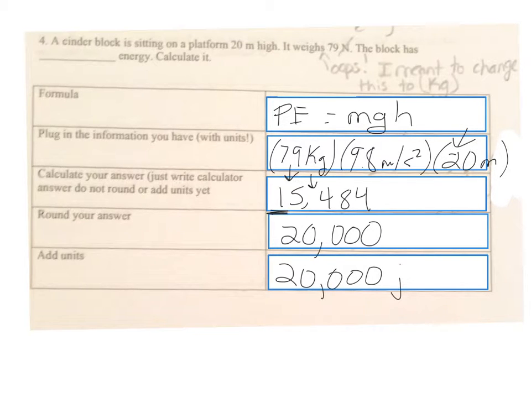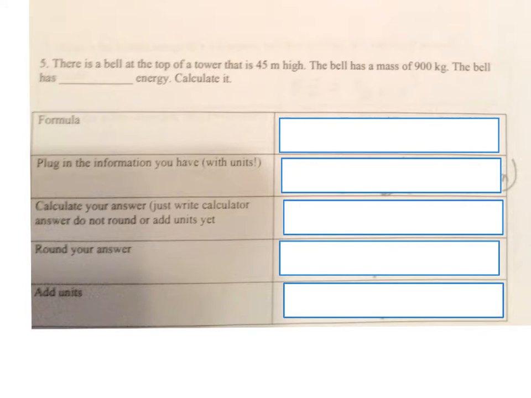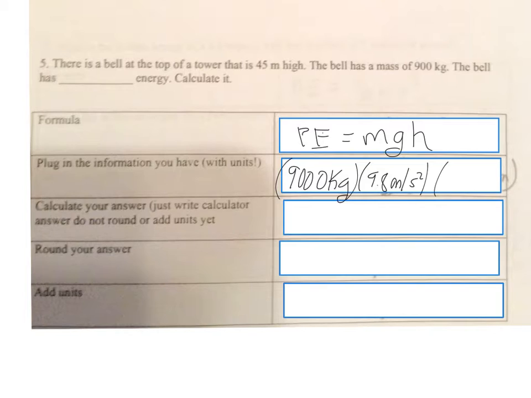All right, let's do the next one. Okay, once again, we have something that's just hanging out. It's a bell at the top of a tower, so this is going to be potential energy. Again, mass, gravitational acceleration, and height. The mass of this thing is 9,000 kilograms, pretty heavy bell. And then its acceleration due to gravity, 9.8 meters per second squared. And we're 45 meters above the ground.